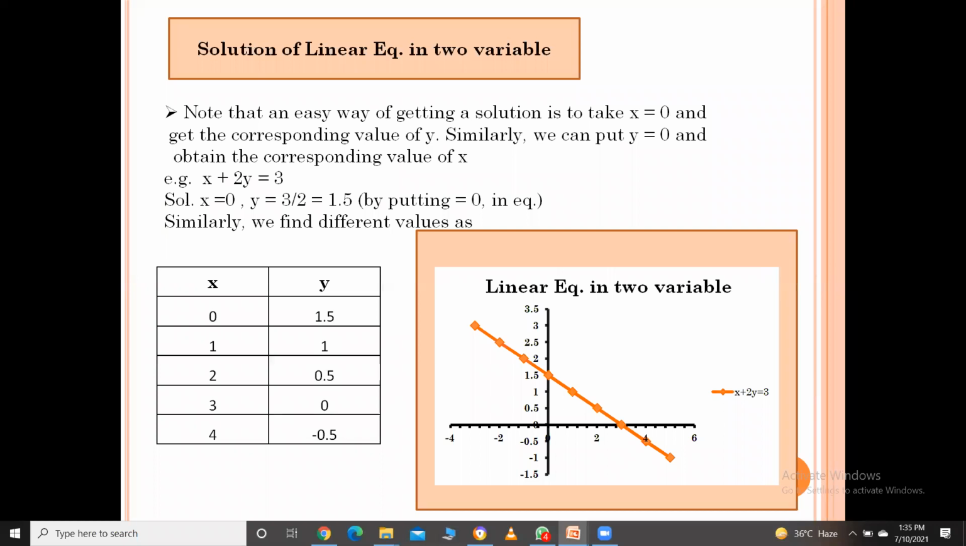Next, here is the graphical presentation as well as the values which I derived for the linear equation in two variables. The easiest way of getting a solution is to take x = 0, and by putting x = 0 in the equation, you can find the value of y, and by taking y = 0, we can obtain the value of x. Similarly, in the table you can see that I take the value of x, then evaluate the value of y, then draw a graph. As the graph shows, a straight line is formed, which we already discussed in the properties: a straight line is formed in the graph of a linear equation in two variables.